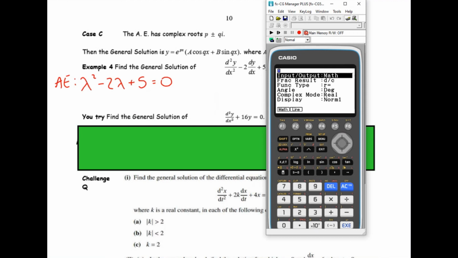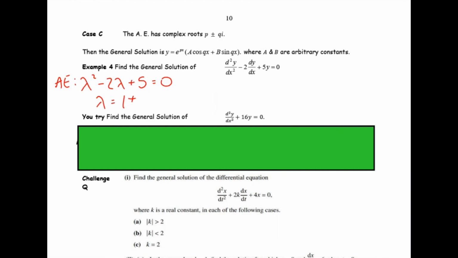Mine's not in complex mode, so shift set up complex mode. A plus i. And you get two solutions, 1 plus or minus 2i. This means that your general solution is y equals e to the real part times x. So that's e to the 1x, e to the x. And then inside the brackets, you get a cos 2x plus b sine 2x. You don't need to worry about the plus or minus.